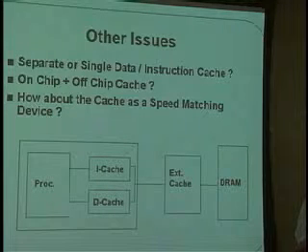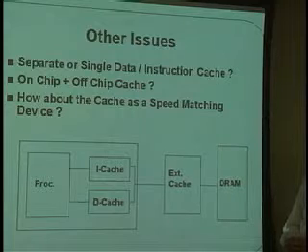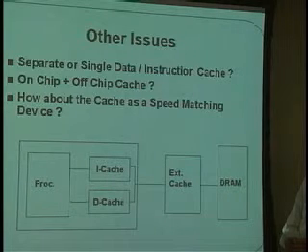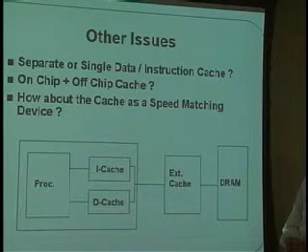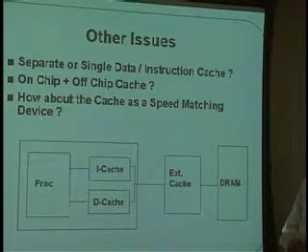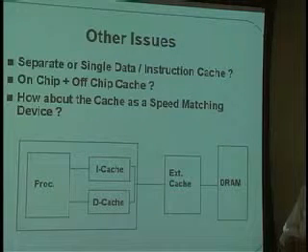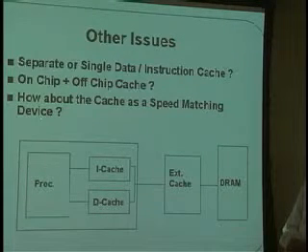Okay, other issues. Should I have one cache both for the instruction stream and for the data loads and stores that are done? How many people think they should be the same cache, and how many people think they should be different? Same. Different. Different usually performs better, okay?